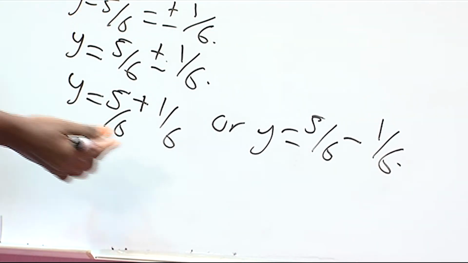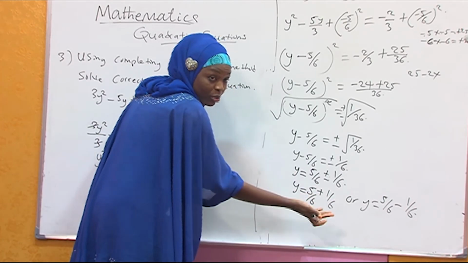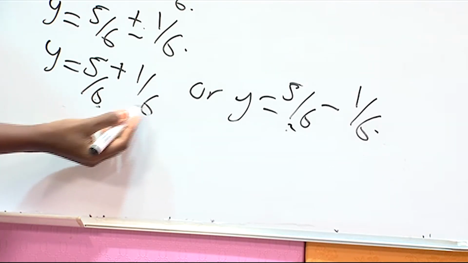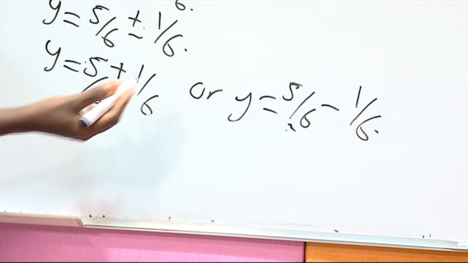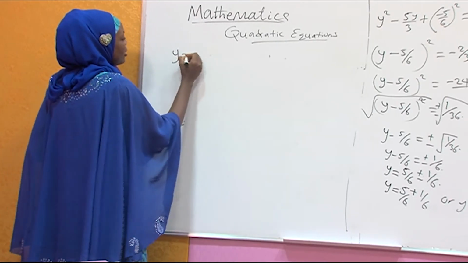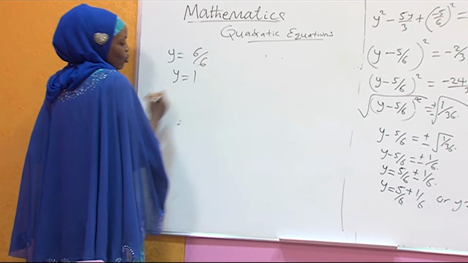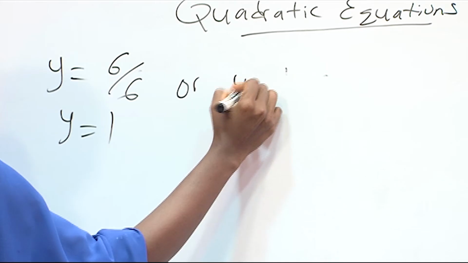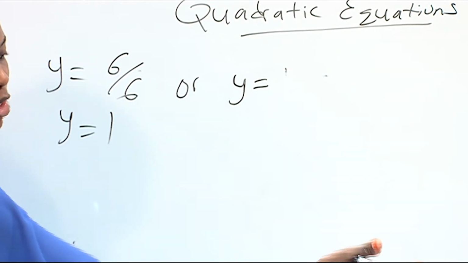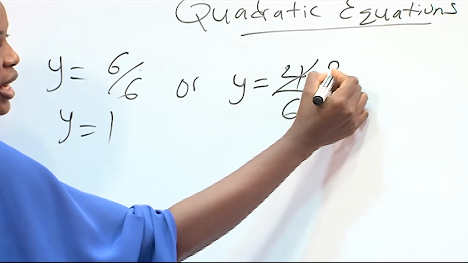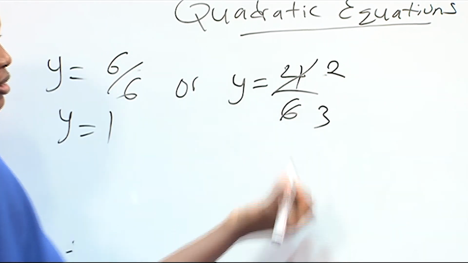The denominators are the same. So 5 plus 1 is 6 over 6. So y is equal to 1. Or we have y equals 5 minus 1, which is 4 over 6. You simplify: 2 into 4 is 2, 2 into 6 is 3.